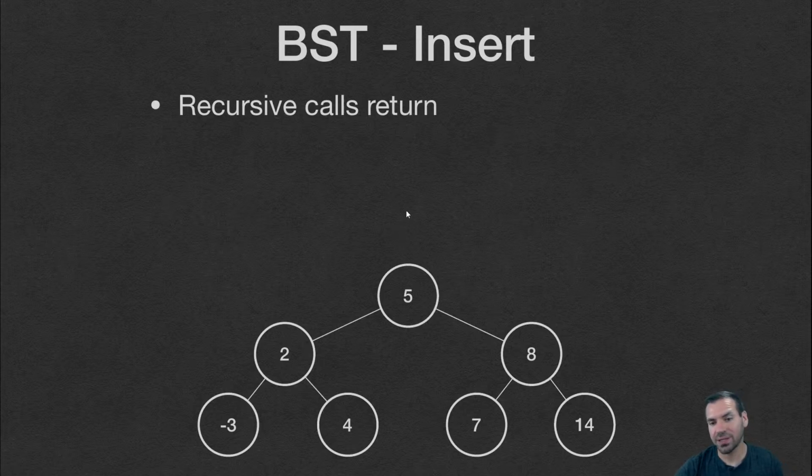Let's do 15. Let's do one more. 15. They're quick enough. Is 15 less than 5? False, so we go right. 15 less than 8, false, so we go right. 15 less than 14, false, so we go right. And we look right, we don't see anything, so we found a home for 15 right here.